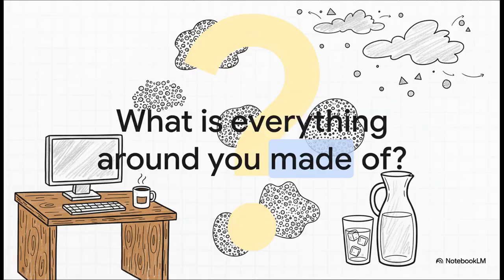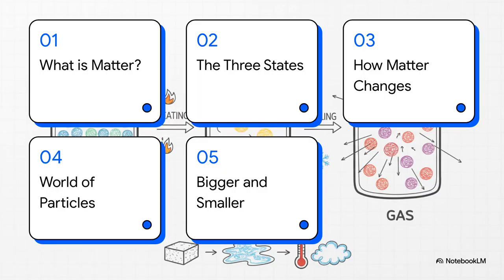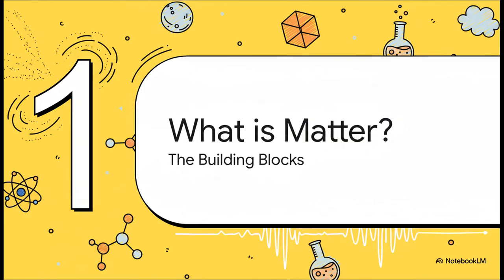So here's our plan. We're going to cover what matter actually is, the three main forms you see it in, how it can change from one form to another, and the secret world of tiny particles that makes it all happen. Then we'll wrap up by looking at why things get bigger and smaller. All right, let's get right to it.